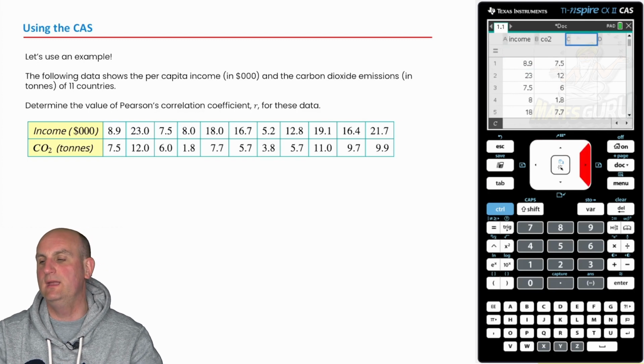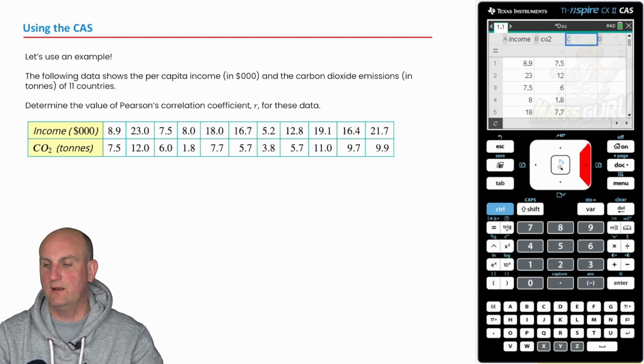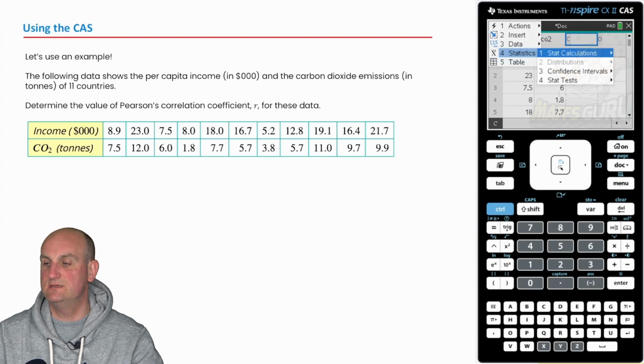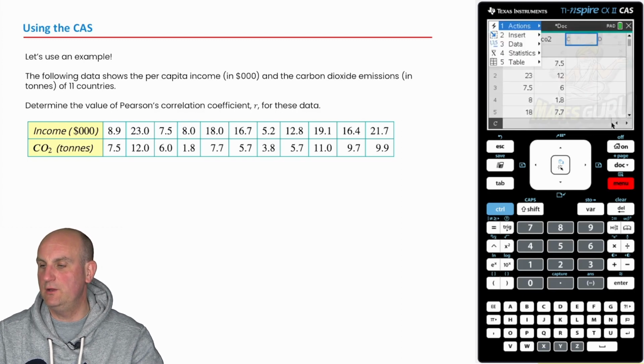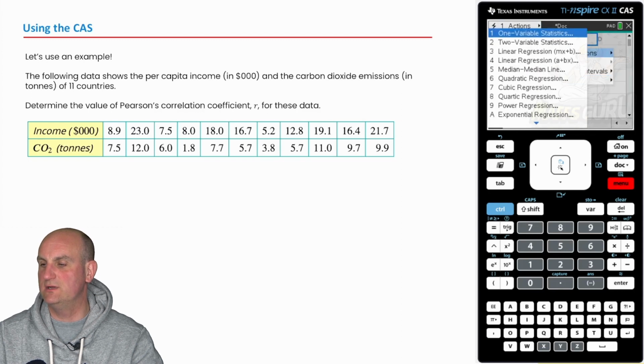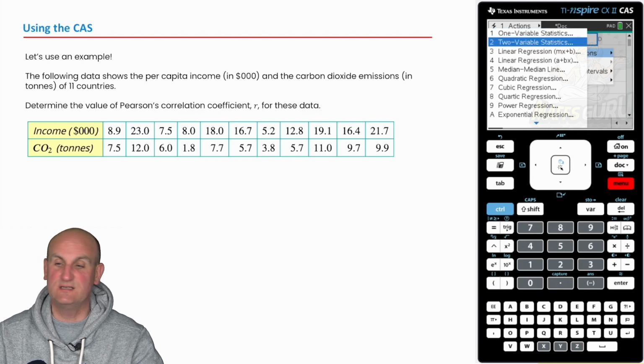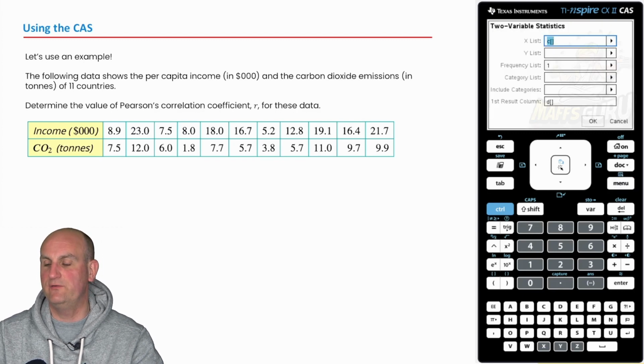I'm going to move my calculator, that little line, over there, and I'm now going to go Menu. I'm going to go Statistics. I'm going to go Statistics Calculations. And then I'm going to go basically Two-Variable Statistics because I've got my income and I've got my CO2.